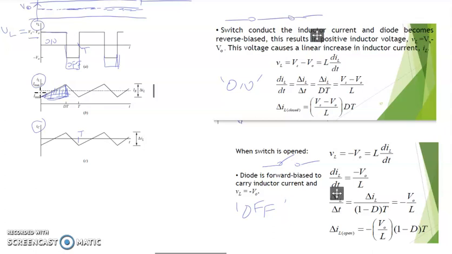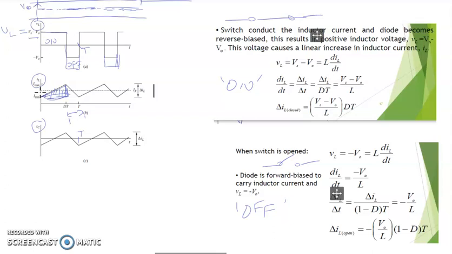So VL is equal to negative V naught. You can see just now VL equal to negative V naught is equal to the inductor value times the change of current divided by the change of time. So now this happened during this period. Just now on the on state, this one happened on the off state. So the diode is forward biased to carry the inductor current. So dI/dt is equal to negative V naught divided by L.